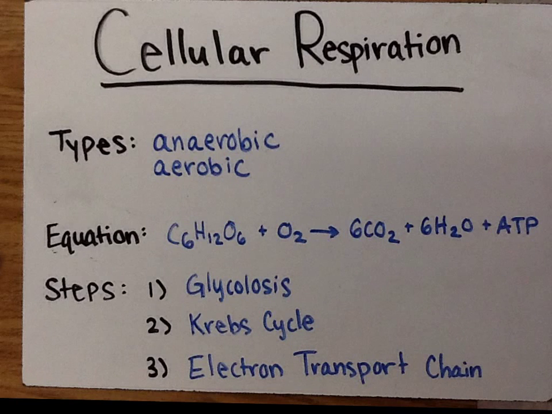Cellular respiration is a set of reactions that help make energy for cells. There's anaerobic and aerobic cellular respiration. The equation for this is C6H12O6 plus O2 turns into 6CO2 plus 6H2O plus ATP. There are 3 steps involved: glycolysis, the Krebs cycle, and the electron transport chain.